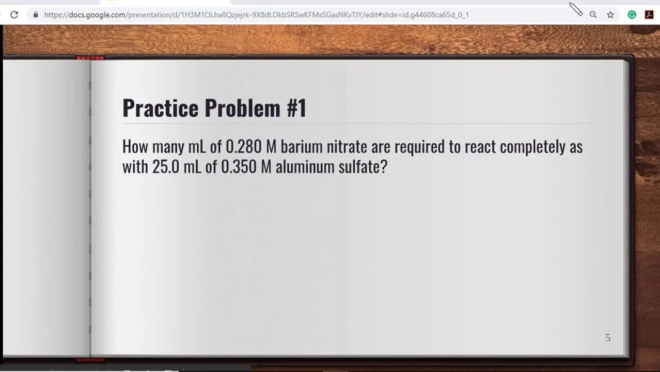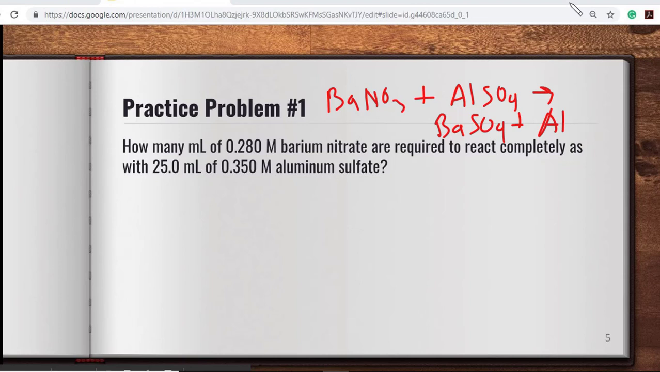So we are reacting barium nitrate, so BaNO3, and we're reacting that with aluminum sulfate, so it's AlSO4. We're going to produce, if we take a look at this, we know this is a double displacement reaction, so we're going to have BaSO4 and aluminum nitrate. Okay.